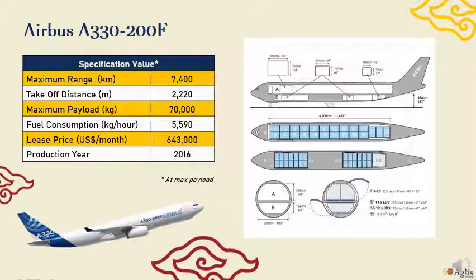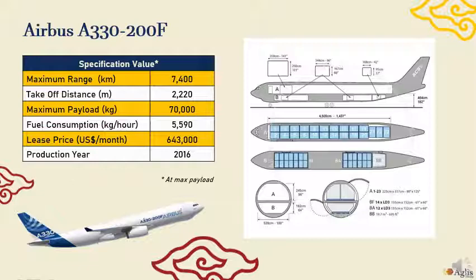Our next candidate is Airbus A330-200F. The Airbus A330-200F has a long range of 7,400 kilometers and its takeoff distance is 2,220 meters. With its large structure, it can carry 65 to 70 tons as its maximum payload.